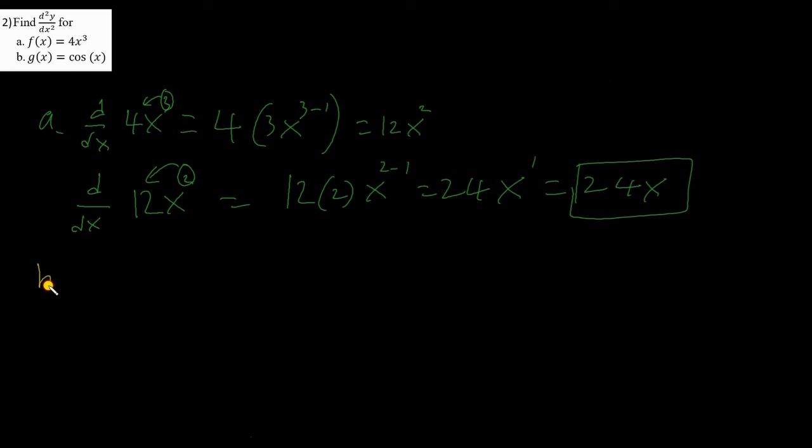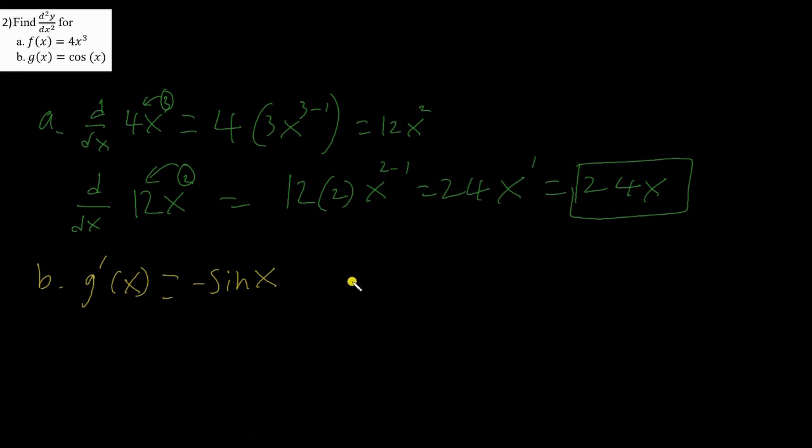And then looking at part B, cosine of x. Let's take the first derivative. I'm going to use the alternate notation here. Instead of saying d dx, I can also say g prime of x, and that means the same thing. So the derivative of cosine of x is going to be negative sine of x. That's just something that needs to be memorized. There's not really anything else to it.